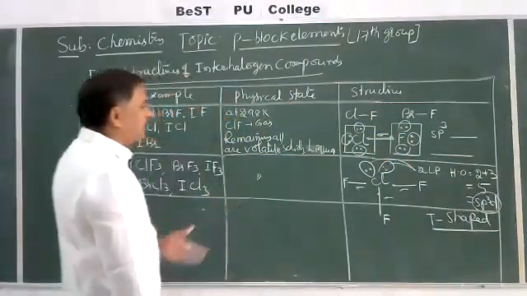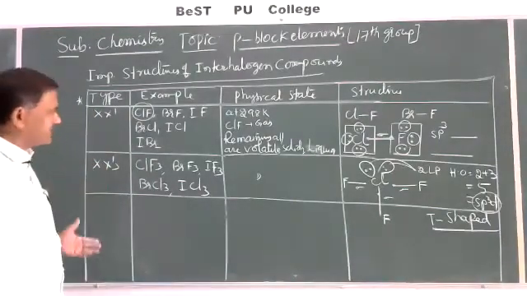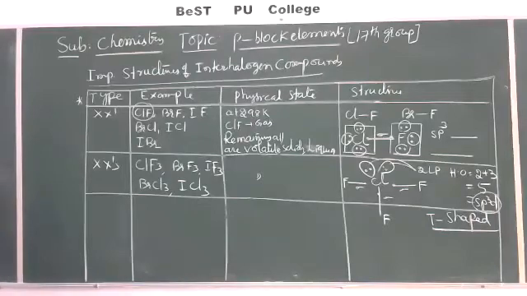Okay, the remaining 2 are there: XX'5 and XX'7. I'll create one table, just listen here.